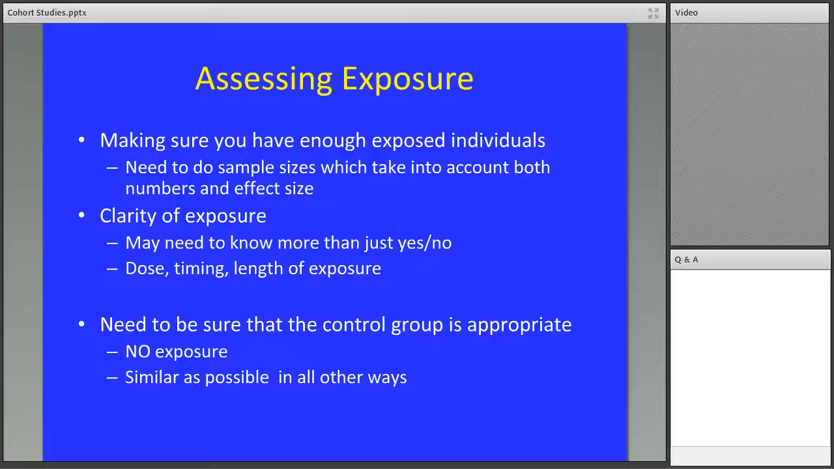You also need to be sure that the control group is appropriate. The control group cannot be exposed. They have to be similar in all of the ways that you can possibly find, but they cannot have the exposure. And you have to have the exposed and non-exposed. You have to have a certain amount of surety in your data source to be sure that they're not overlapping groups.